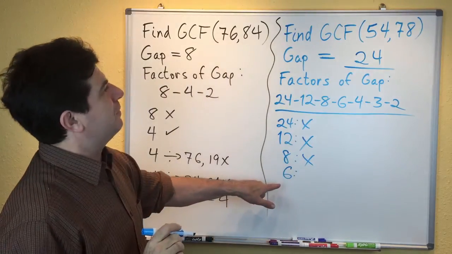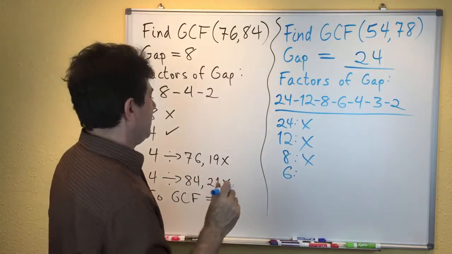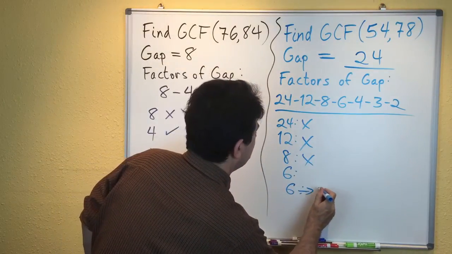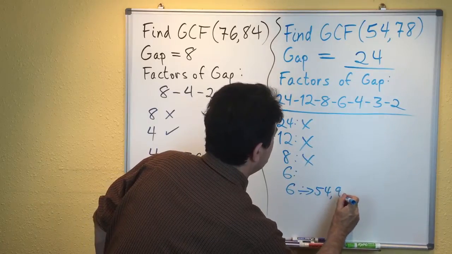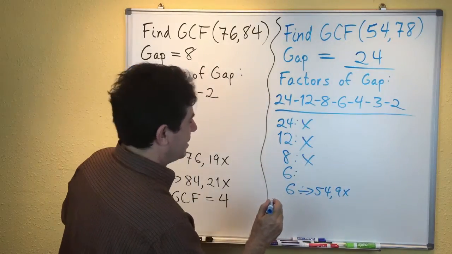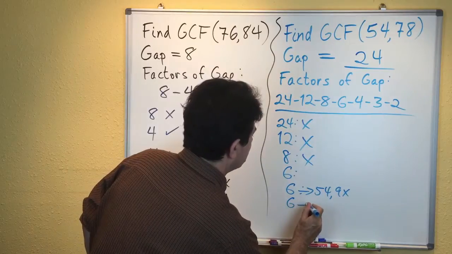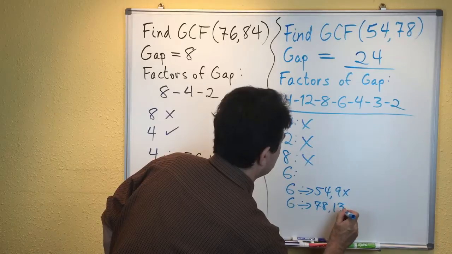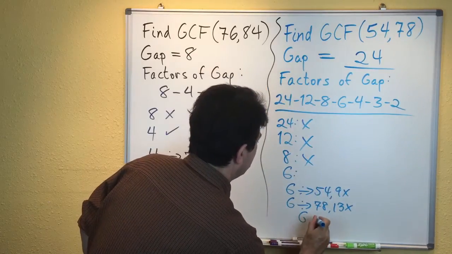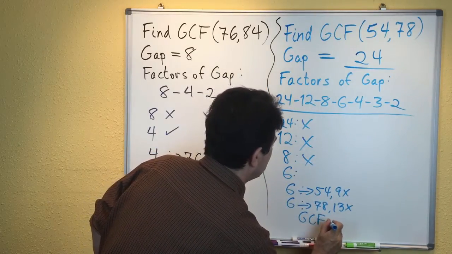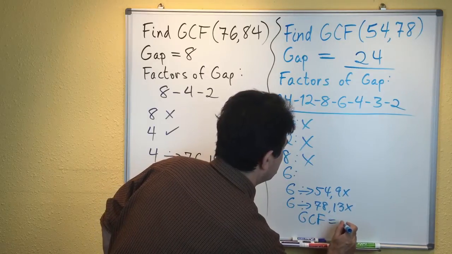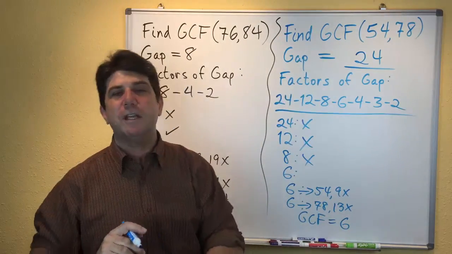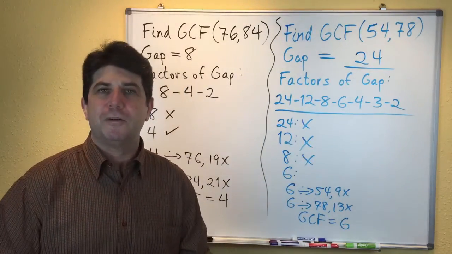Does 6 go into 54? Yes, it does. It goes in 9 times. That's a yes. And does 6 go into 78? It does. 6 goes into 78 13 times. So, there we go. Since 6 goes into both numbers, and 6 is the first one that went into both, the GCF for 54 and 78 has to be 6. And that's all there is to it.